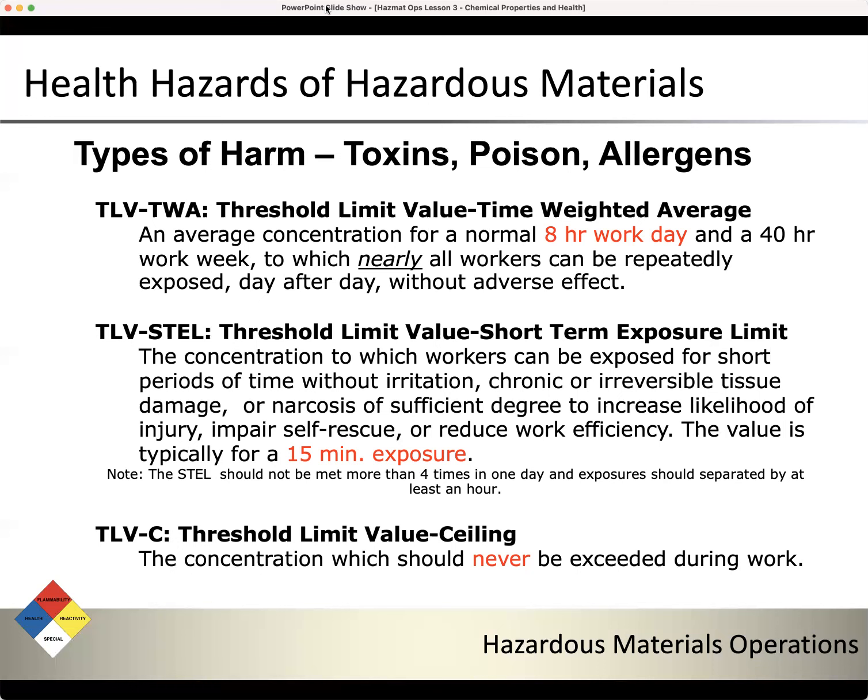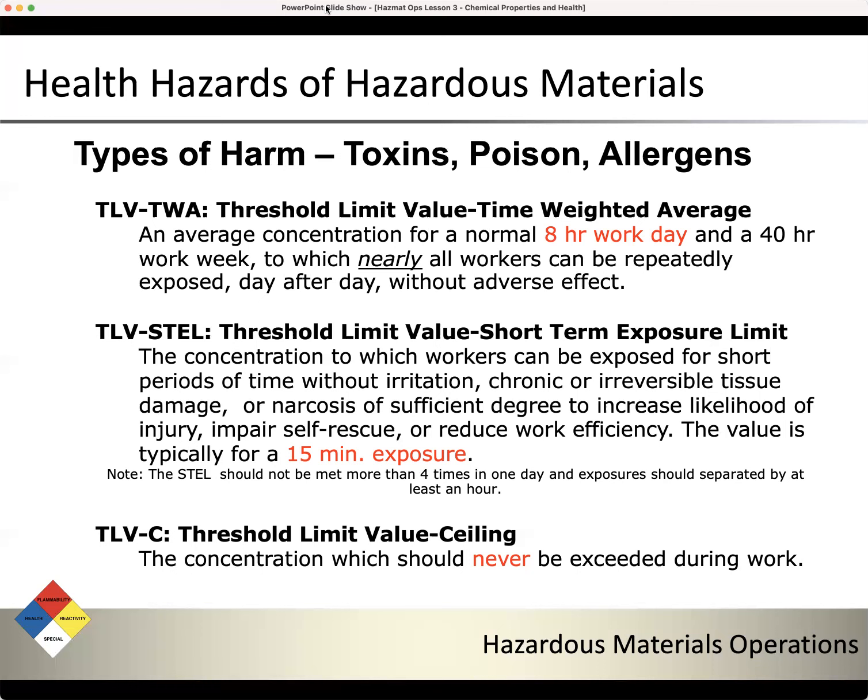Next is the short-term exposure limit. This is the concentration to which workers can be exposed for short periods of time, and they won't be irritated or have chronic or irreversible tissue damage or narcosis. That means becoming unconscious to a sufficient degree. The value is typically usually for a 15-minute exposure.